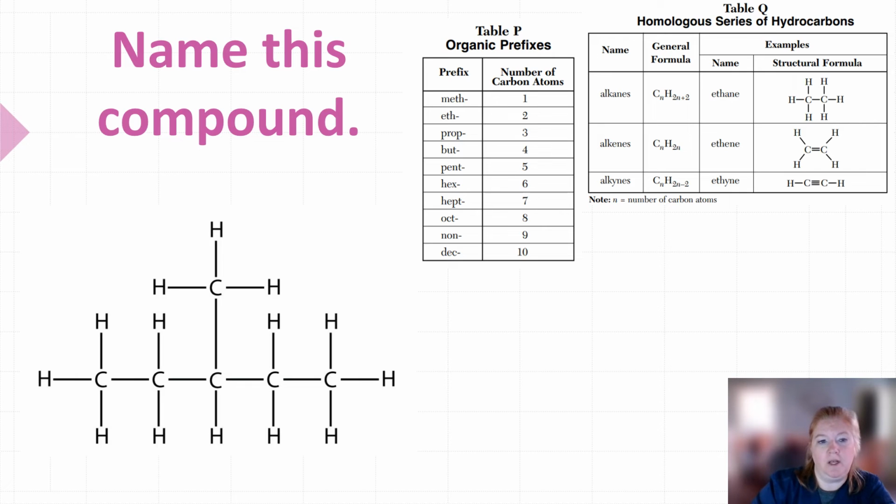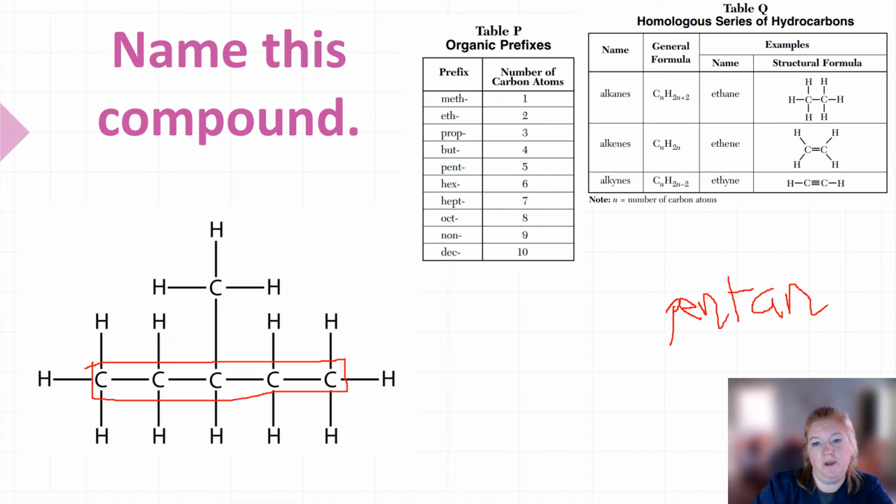Okay, so this one, well, I got a branch, right? So find the longest chain. So it's going to be this one. I can't get it going that way, right? So that is simply the longest chain. So now what? Name that. 1, 2, 3, 4, 5. That is pent. Do you see any double or triple carbon-carbon bonds? No. Pentane. So I named the chain, but then I have this thing.